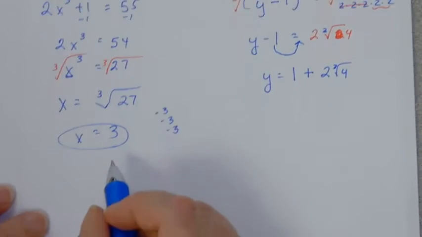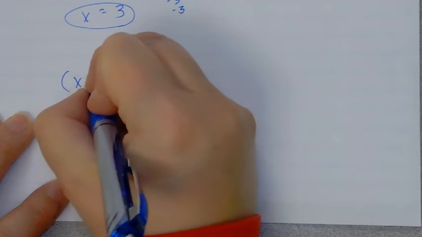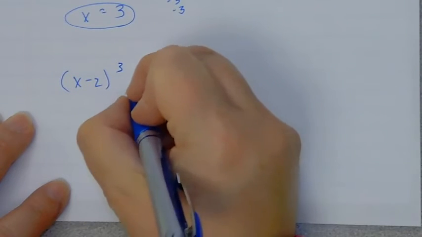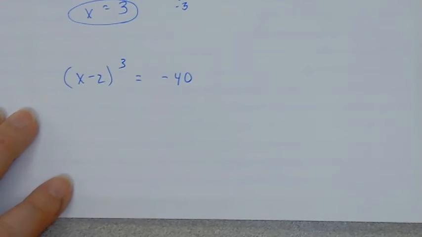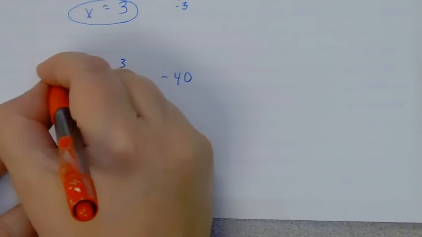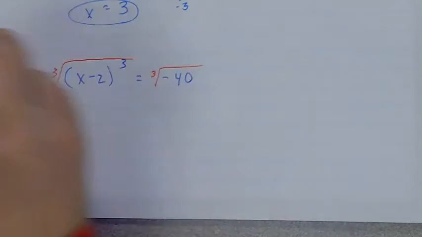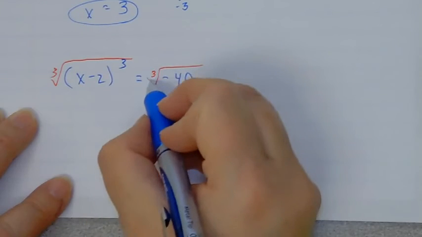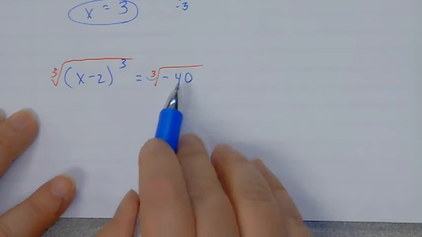Last one. You may want to try this one first and then pause it and see if you get the same thing. All right, to start off with, I'm going to cube root both sides. So because this is odd, I know it's not going to be plus or minus. I'm going to get an answer based off of what the sign is of the number under here.